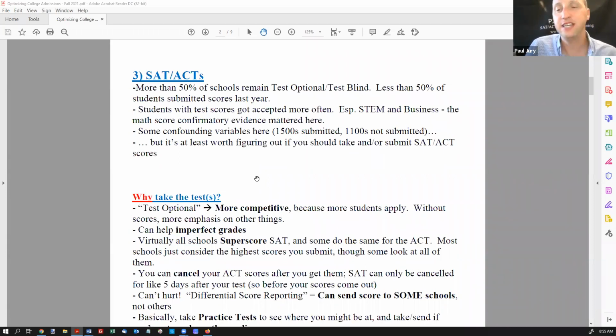So for the SATs and ACTs, these obviously used to be a gigantic part of almost every application. In recent years, more and more schools have been going test optional. You can go all day long about the pros and cons of the SAT. Like, listen, I work in the test prep industry. I know the flaws of the test as well as anybody. They are far from perfect ways of measuring things.